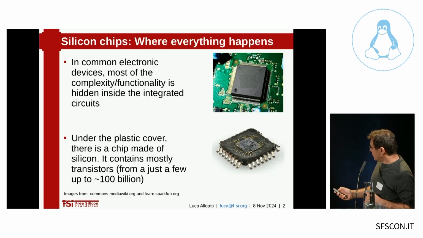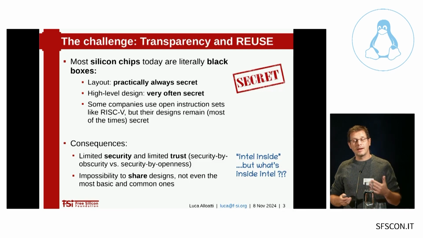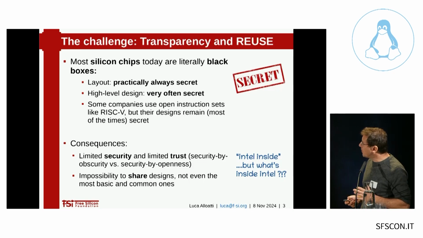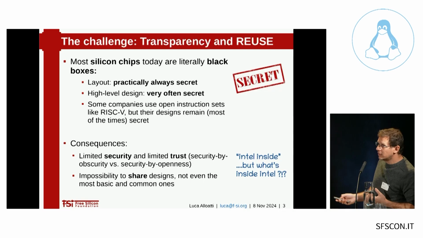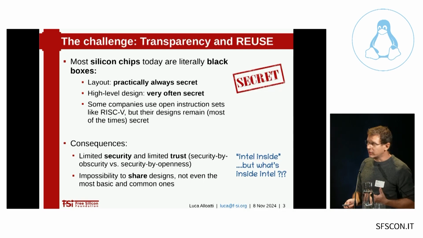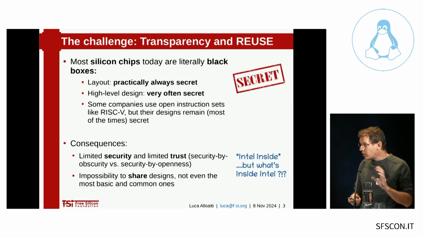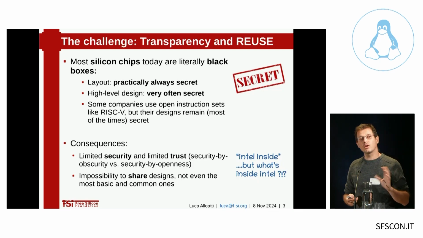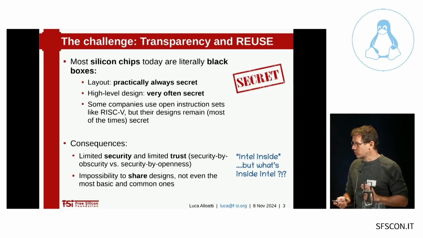There is a problem, however, which is that most of these silicon chips are literally black boxes, not only because they're encompassed in this black plastic, but they're really secret. And with this, I mean that the layout is practically always secret. If you're lucky, maybe sometimes you get a bit of the high-level description of the chip in open source. If you're lucky, also maybe sometimes these chips use an open instruction set like RISC-V, but that usually does not mean that the chip is open source.